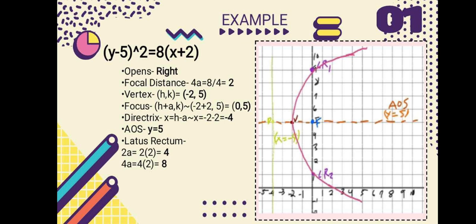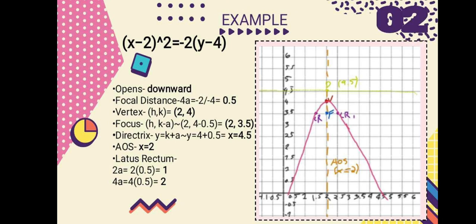Axis of symmetry: y equals 5. Latus rectum: 4a equals 4 times 2, equals 8. We have the graph on the slide, so you will be guided later. Example number 2: (x minus 2) squared equals negative 2 times (y minus 4). It opens downward. Focal distance: negative 4a equals negative 2, so a equals negative 2 over negative 4, which equals 0.5.